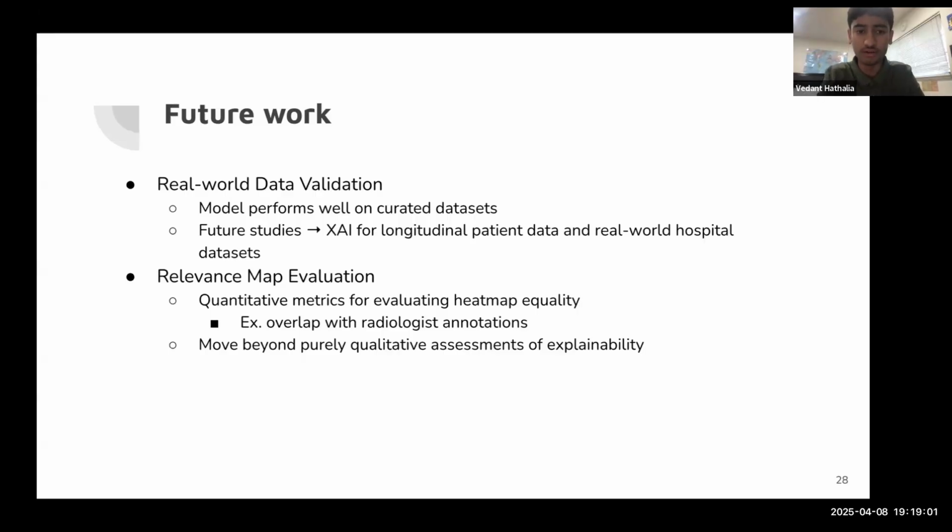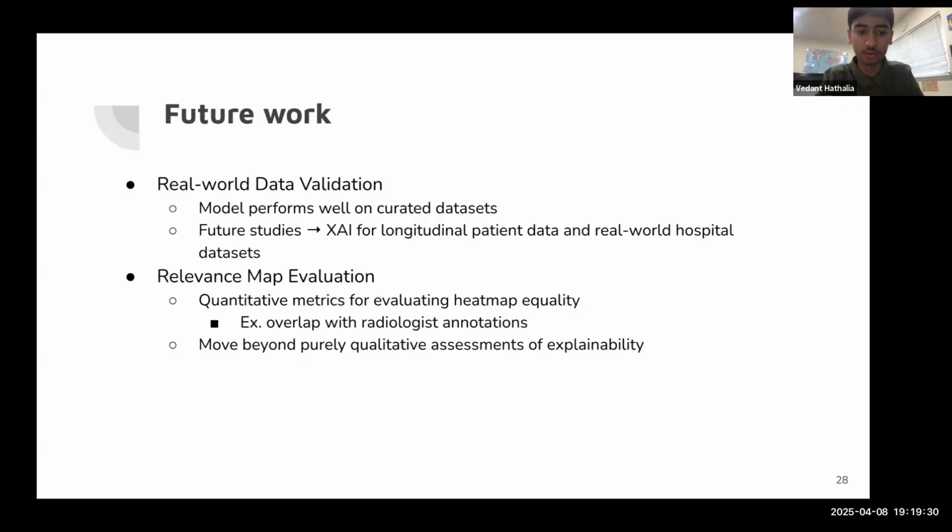First can be real world data validation. Obviously, we looked at real world data that was used in terms of lungs, but the model does perform well on these types of data sets. For future studies, we would use this explainable AI, as well as a convolutional neural network for more diverse patient data and real world hospital data sets. So just extending the data sets that we're looking at to get a more total perspective on what data we're looking at and how we can analyze it.